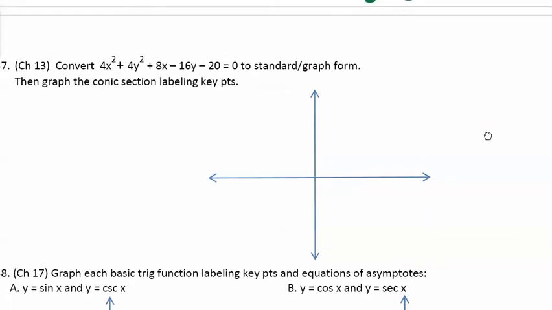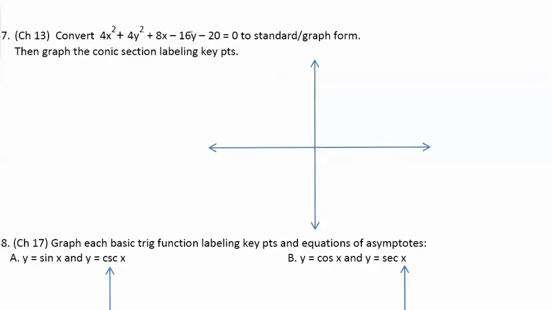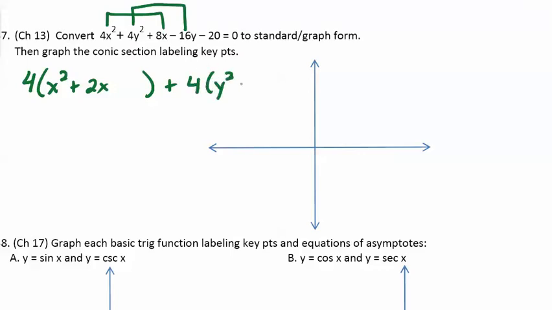All right, let's see if I can quickly remind you how to convert to general form. I'm going to group the x terms together, and I'm going to factor out the 4. And I'm going to group the y terms together, and I'm going to factor out the 4. And I'm going to move the 20 to the other side temporarily. And now I want to complete 2 perfect squares, so I take half of the middle coefficient and square it. So half of 2 is 1. So I want to add a 1 here.